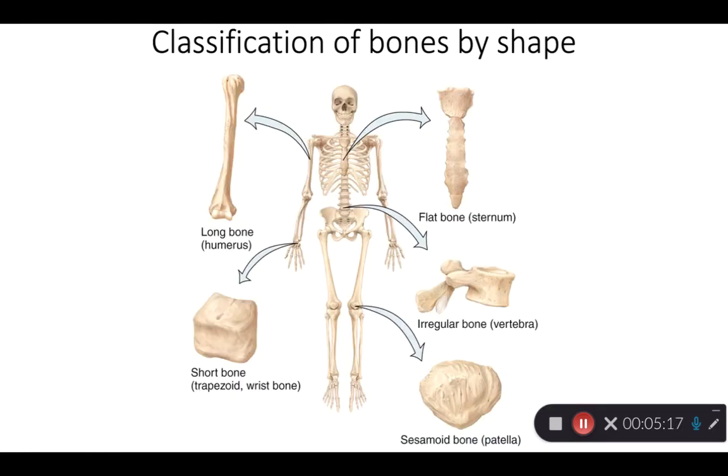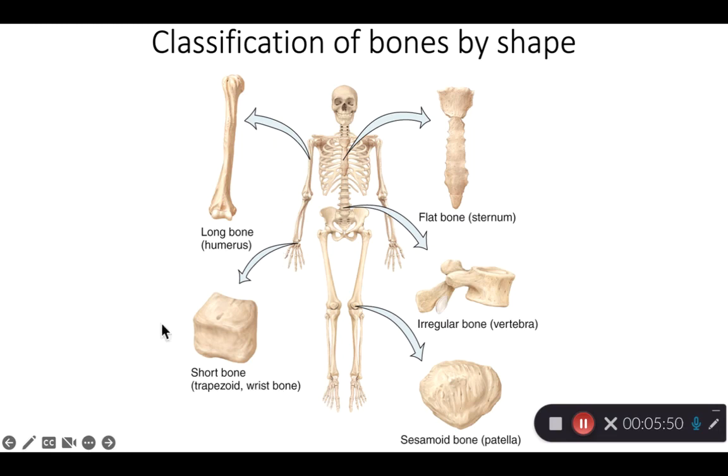Okay, let's start with classification of bones based on shape. So, 5 basic categories. Long bones, again, are bones that are longer than they are wide. Those are all going to be in our appendages: humerus, radius, and ulna. Even the metacarpals and phalanges are long bones. And then in the legs, femur, tibia, fibula, metatarsals, and phalanges in your feet.